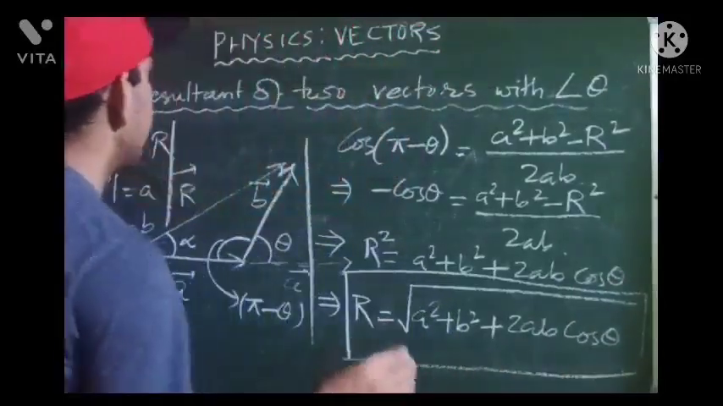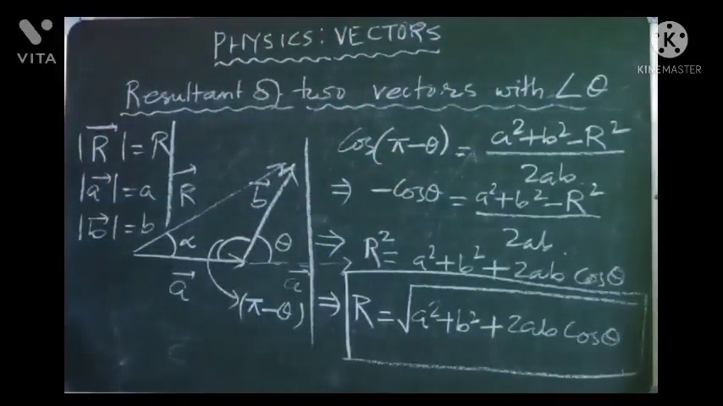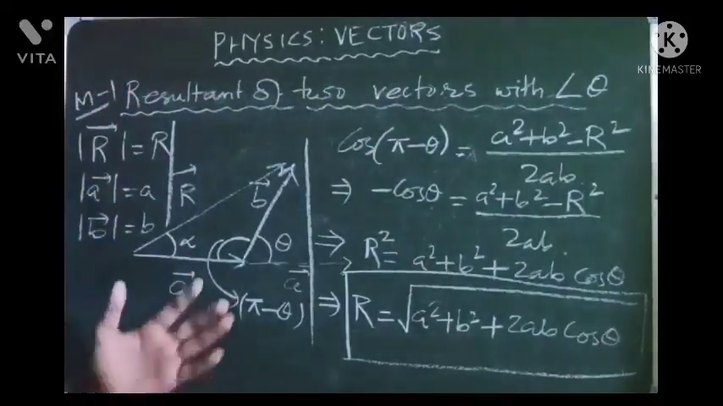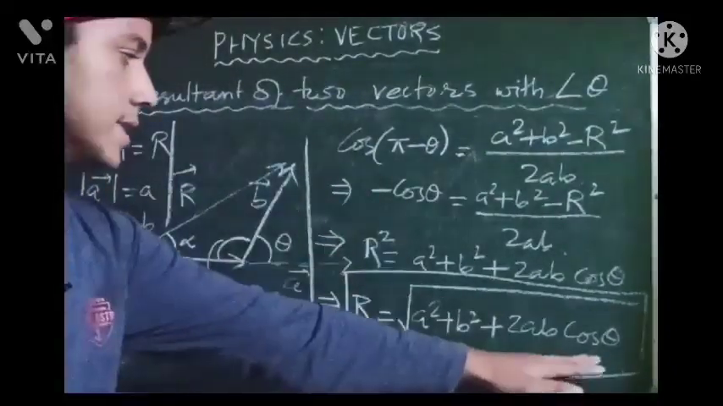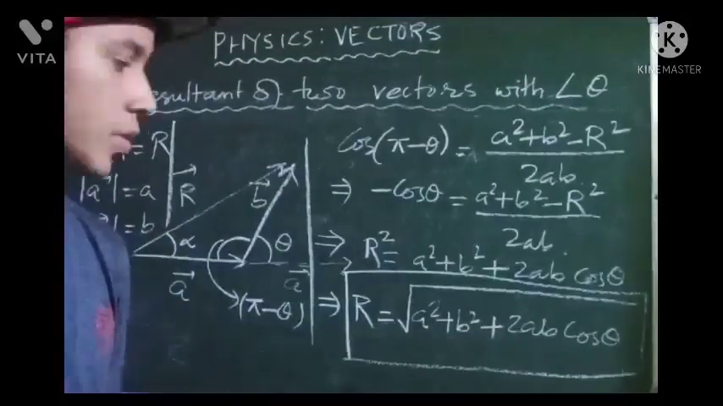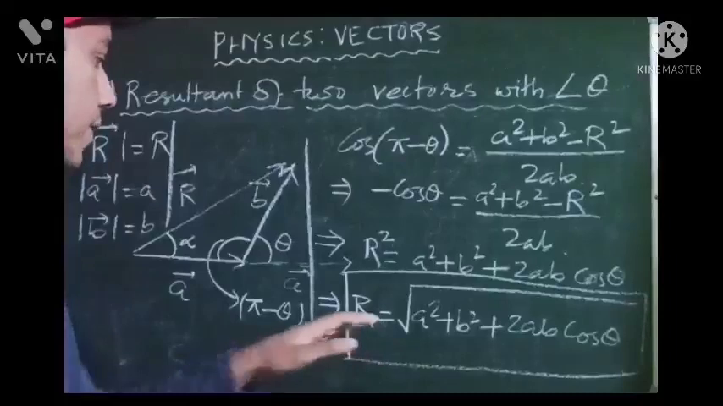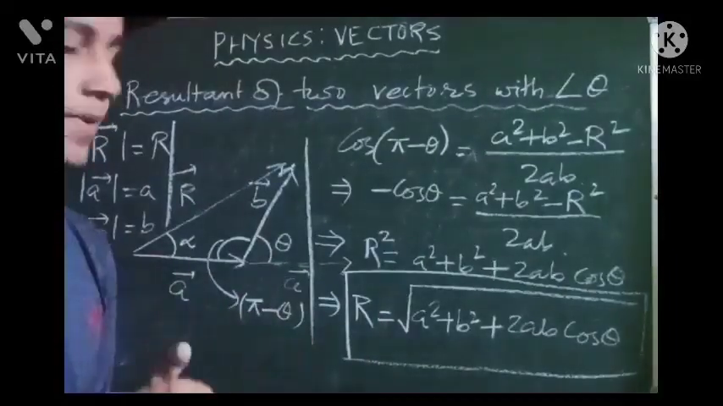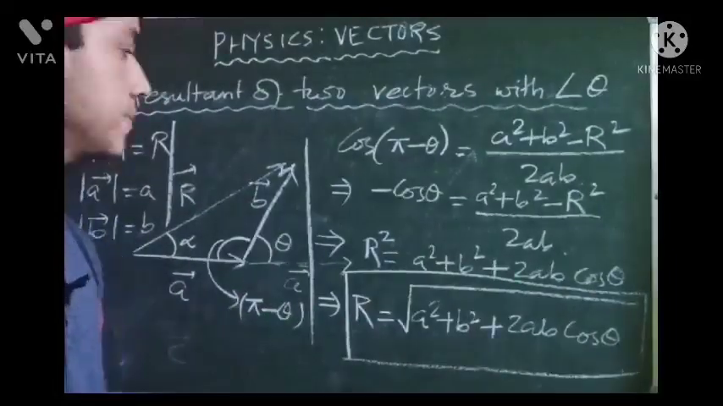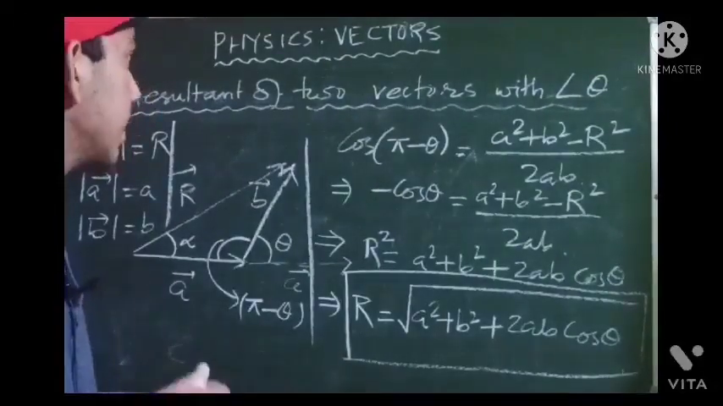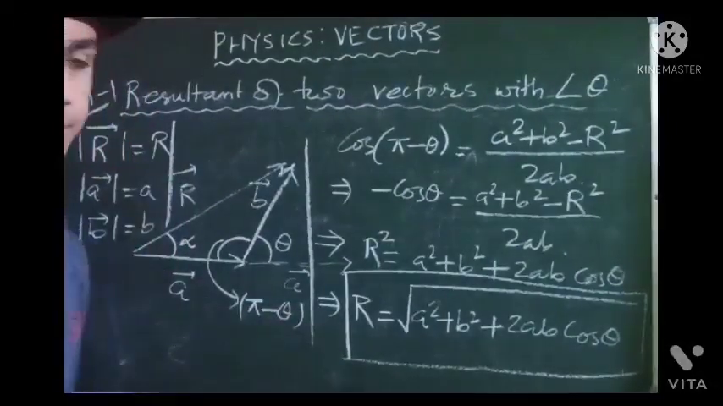to find the resultant. Now we have discussed method 1 of finding the resultant of two vectors, a vector and b vector, when their angle is given and the magnitudes are also known. A, b and theta are known. Then we can find the magnitude of the resultant vector directly using this formula. Now we can discuss another method of finding the resultant.